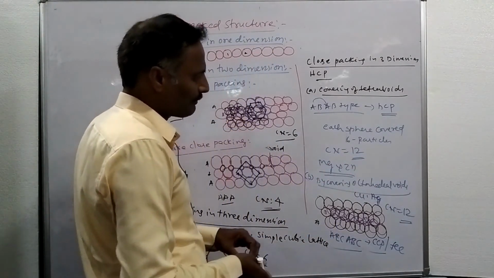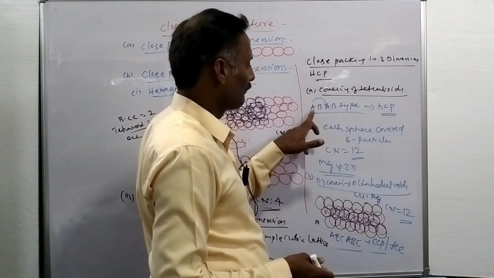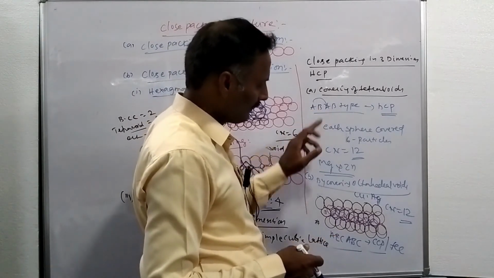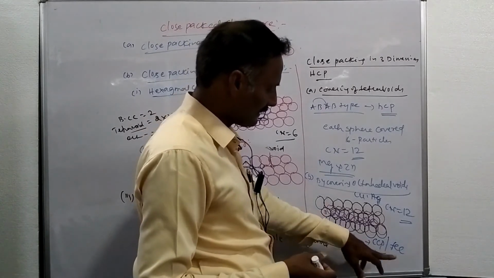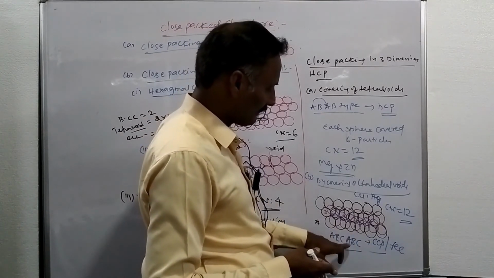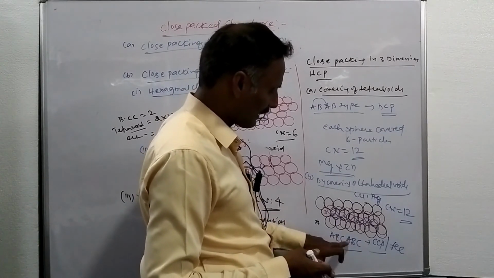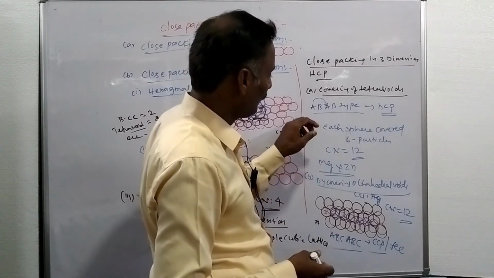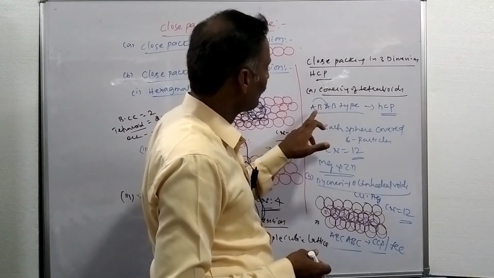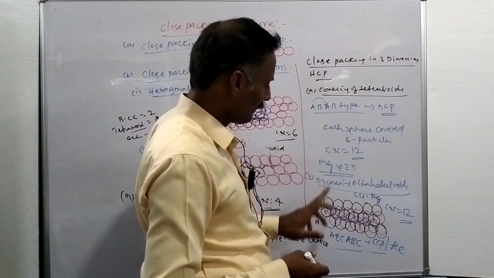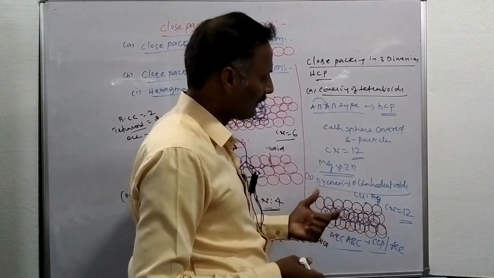Now, what is the difference between HCP and CCP? In HCP, the first layer of particles is exactly aligned with the third layer, while in FCC or CCP, the first layer is exactly aligned with the fourth layer. That is, the first and fourth layers have the same alignment. Here the first layer and the third layer have the same alignment. This gives the HCP lattice, and that gives the CCP lattice.